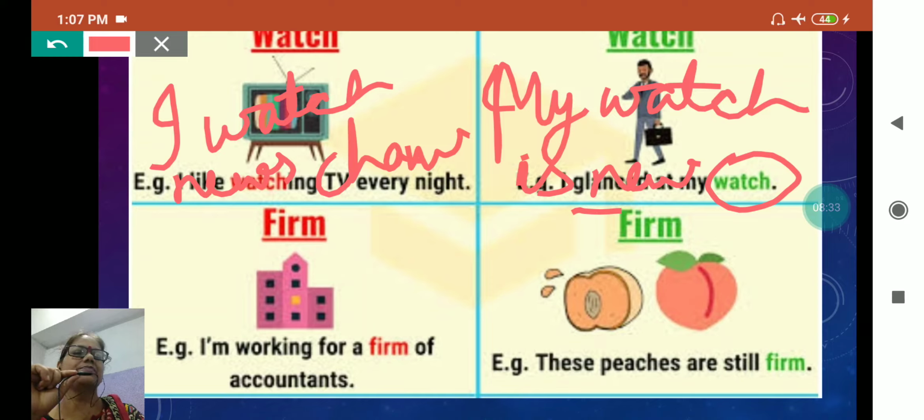Next comes firm. I am working for a firm of accountants. This means any institute or that type of thing. And the peaches are still firm. And this firm is a position.